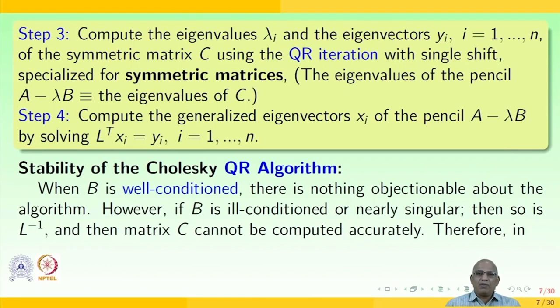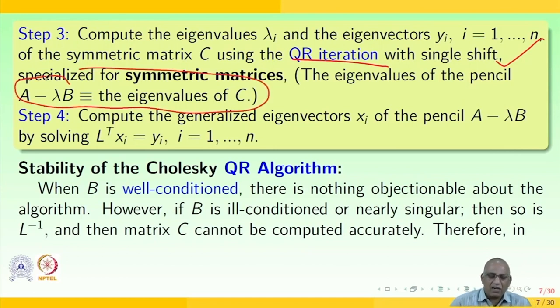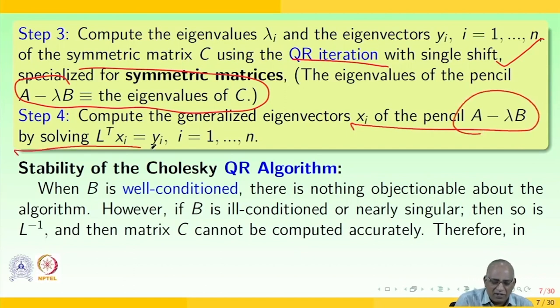Step 3: compute the eigenvalues lambda i and the necessary eigenvectors yi, i = 1 to n, of the symmetric matrix C using QR iteration with single shift specialized for symmetric matrices. The eigenvalues of the pencil A minus lambda B are the eigenvalues of C. In step 4, compute the generalized eigenvectors xi of the pencil A minus lambda B by solving L transpose xi = yi.